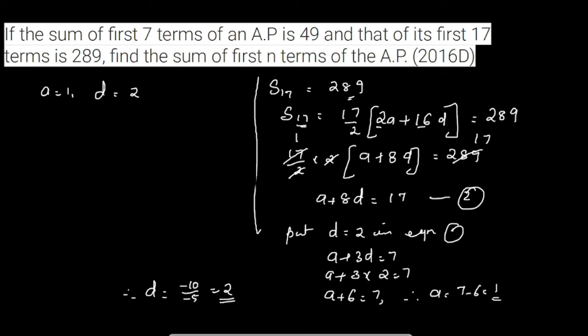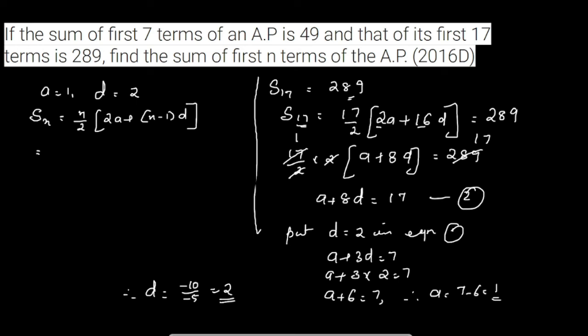Now what is the question? Find the sum of first n terms of the AP. That is, we need to find Sn, the sum of first n terms. The Sn formula is n by 2 into 2a plus n minus 1 into d. This is the Sn formula. Now, for the first n terms, we have to keep that n as it is and substitute all other values.